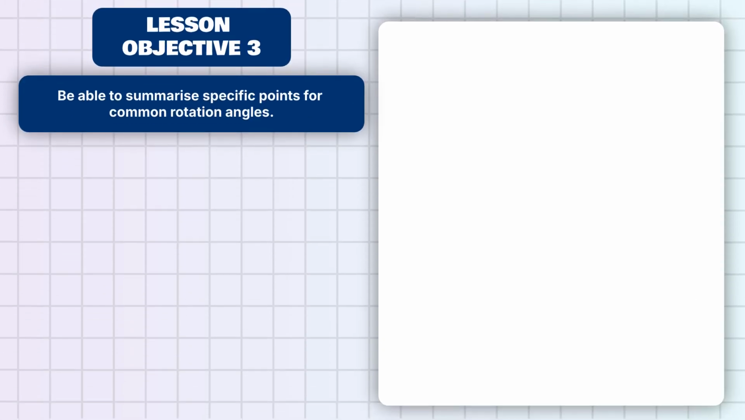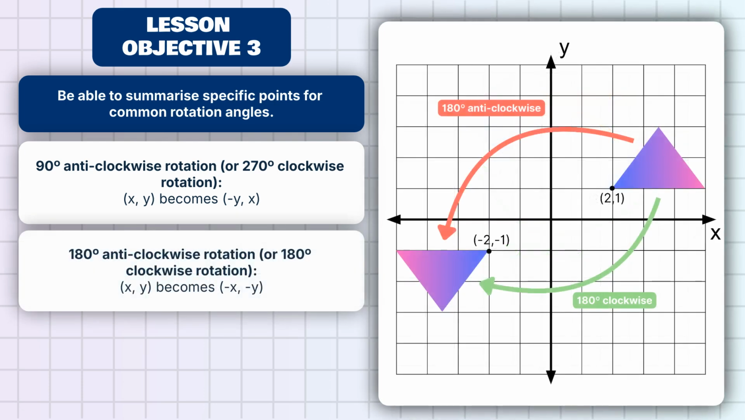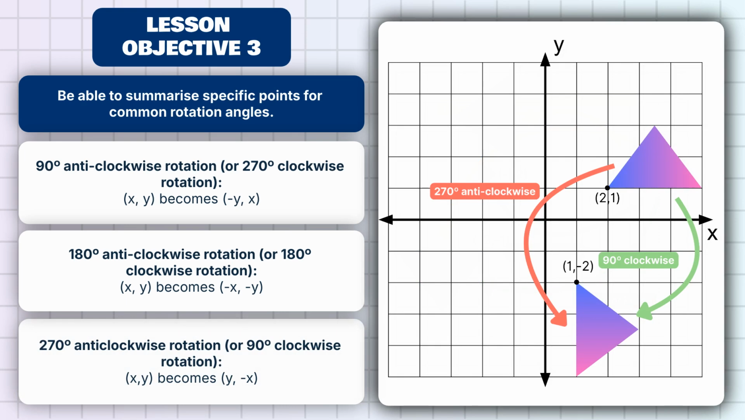Based on these examples, we can note some specific rotation results. First, a 90-degree anti-clockwise rotation, which is the same as a 270-degree clockwise rotation, means (x, y) becomes (-y, x). Second, a 180-degree rotation, which is the same regardless of whether it is clockwise or anti-clockwise, means (x, y) becomes (-x, -y). Finally, a 270-degree anti-clockwise rotation, which is the same as a 90-degree clockwise rotation, means (x, y) becomes (y, -x).